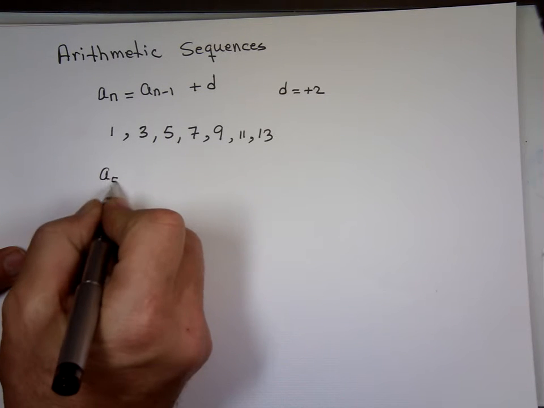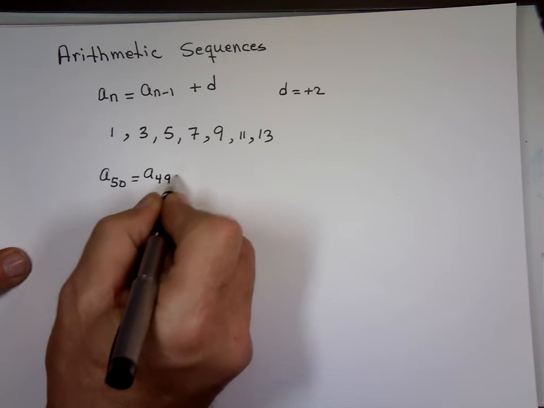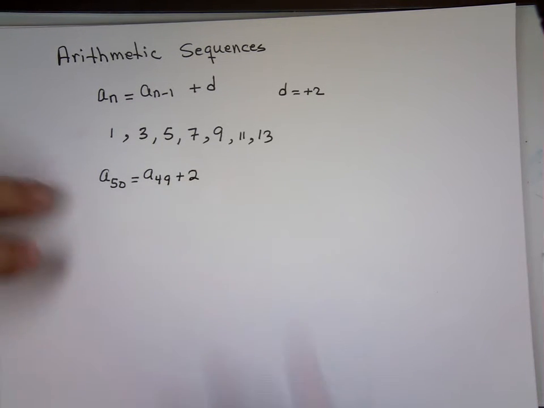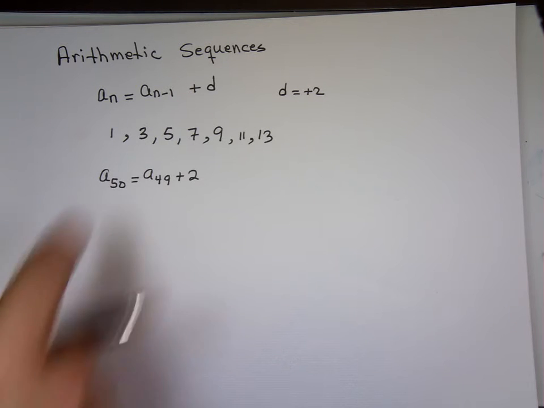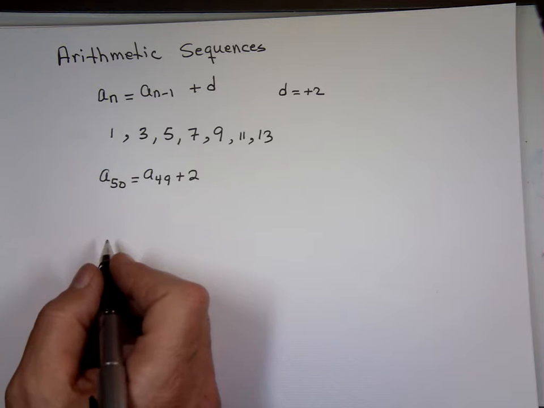You go, well, I got you. The 50th number is equal to the 49th number plus 2. I said, good. What's the 49th number? Oh, I don't know. I gotta go find it. So is there a way you can jump to that number without having to list them all? Gotta be. It has to be. So the answer to that is yes, we can jump to that number.